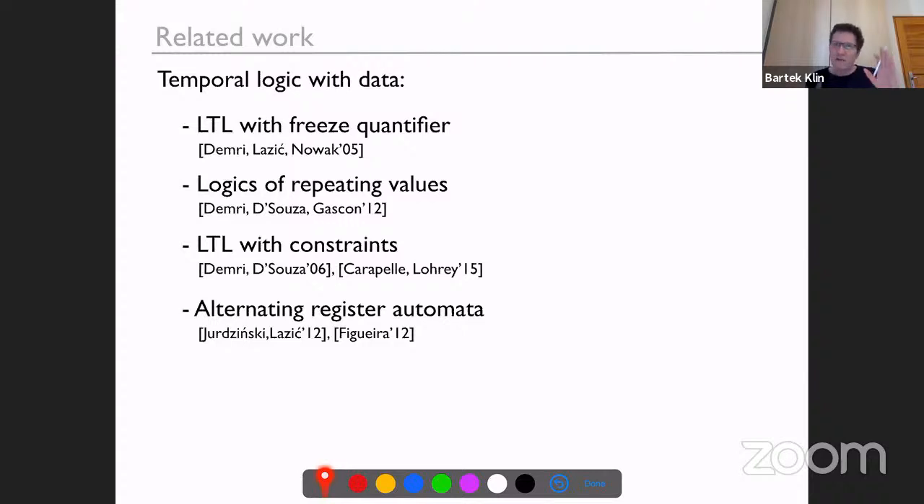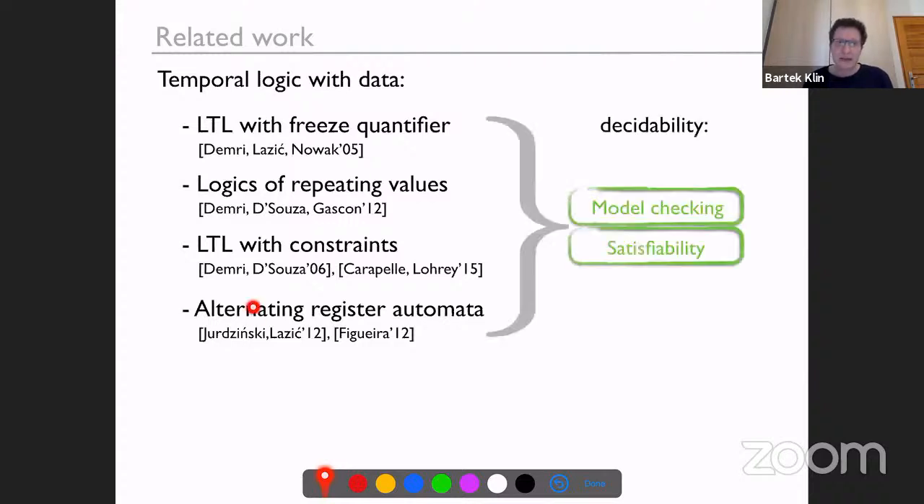And this is all very, very nice work, and it's all subtle, and it's not easy to come up with the right syntax and semantics and with the right restrictions so that model checking and satisfiability on this logic remain decidable. But this is what these people have been focusing on with success. So with some subtle and delicate restrictions, they are able to achieve this.